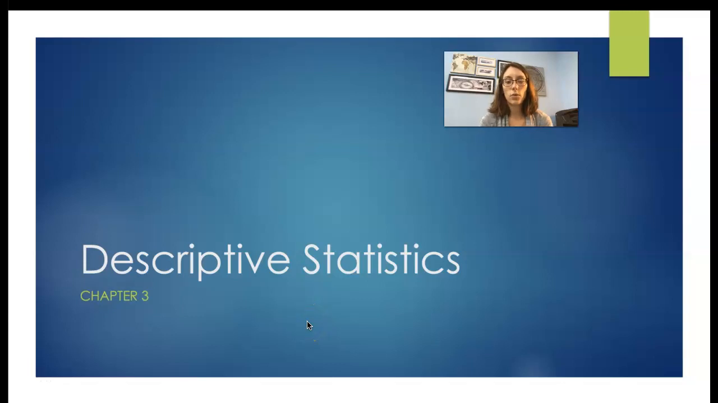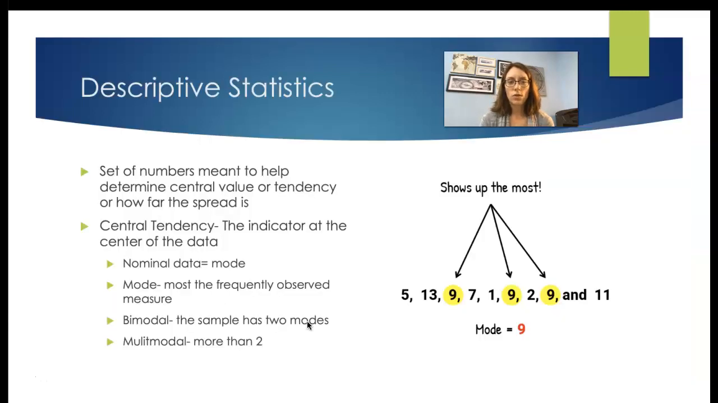All right, so that brings us to descriptive statistics. We have a bunch of numbers here, but they don't really mean much unless we figure out how we can talk about them and how we can relate them to other pieces of data. So, set numbers meant to help determine central value or tendency is how far the spread is. Central tendency is the indicator at the center of the data, and this could be any number of things.